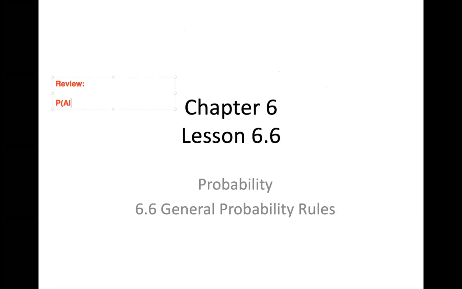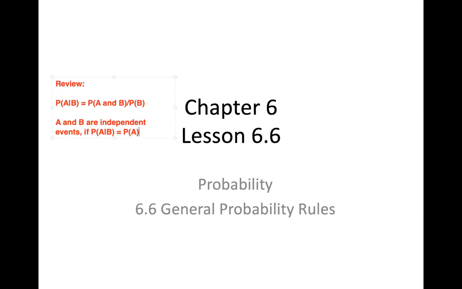The first one is the probability of A given B. That's the probability of A and B over the probability of B. All right, so that was our conditional probability formula. This was lesson 6.4. And then to test for independence, A and B are independent events if the probability of A given B is equal to the probability of A. Hopefully you guys remember that, a quick refresher from our lessons last week.